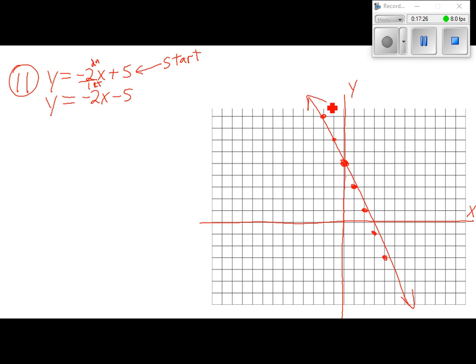Our second line, we start right there at negative 5. 1, 2, 3, 4, 5. The slope this time, same thing, negative 2 over 1. So that tells us go down 2 to the right 1 still, but we're running out of space, so up 2 to the left 1, up 2 to the left 1, and so on. So our line looks something like that.